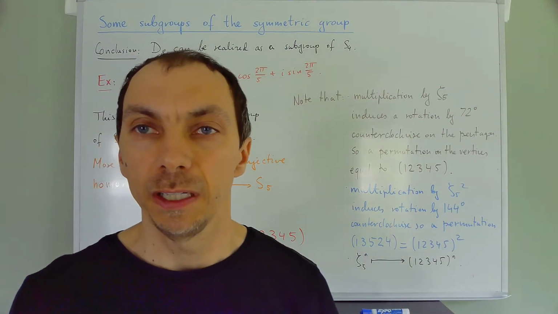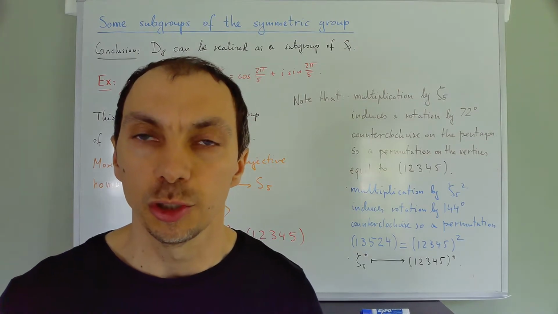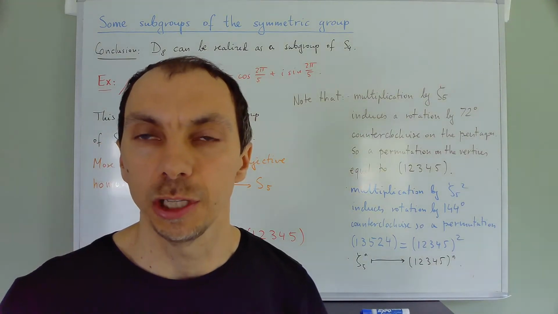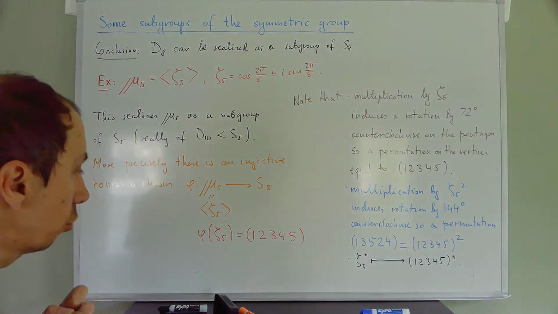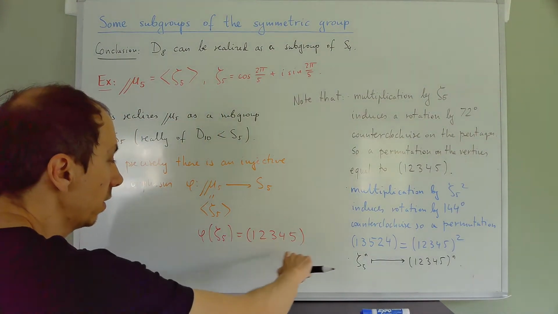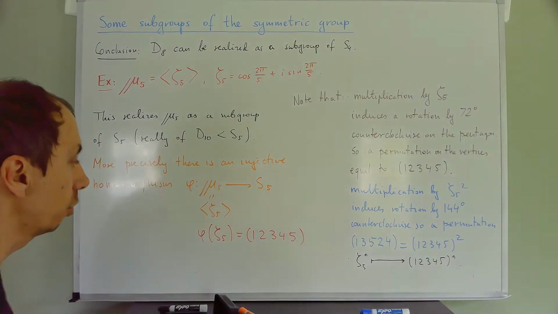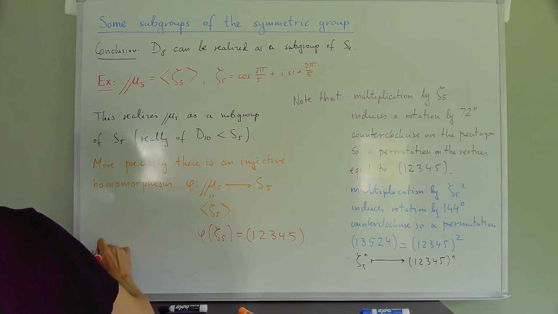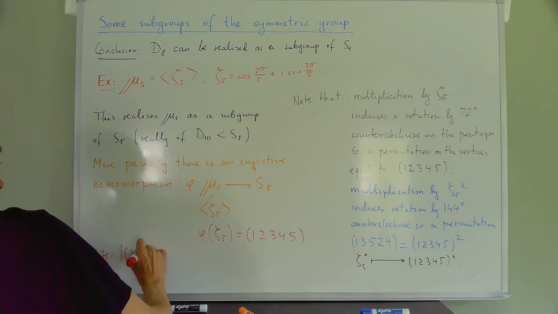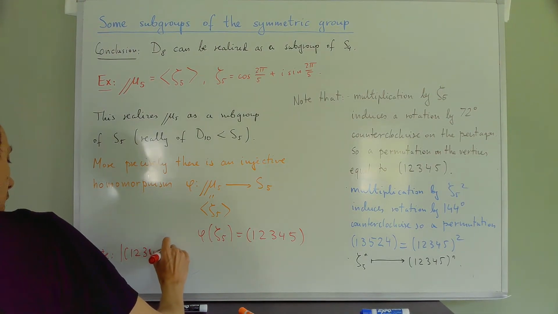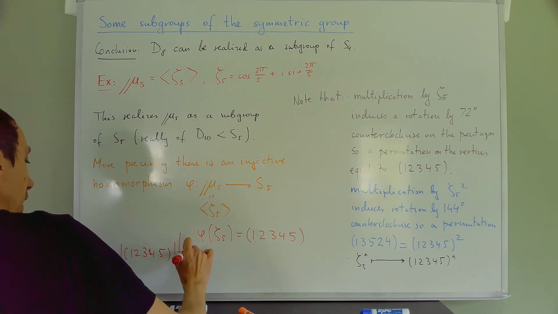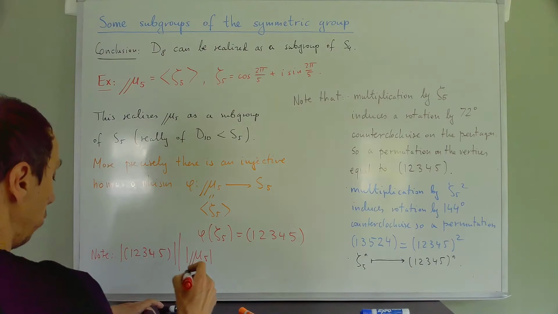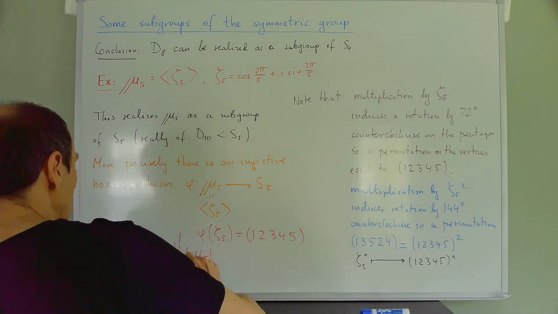But mu5 is a finite cyclic group, so you know that I cannot just choose whatever I want to send my generator to. I have to make sure that the order of this divides the order of the group. So note, the order of (1 2 3 4 5) needs to divide the order of mu5.